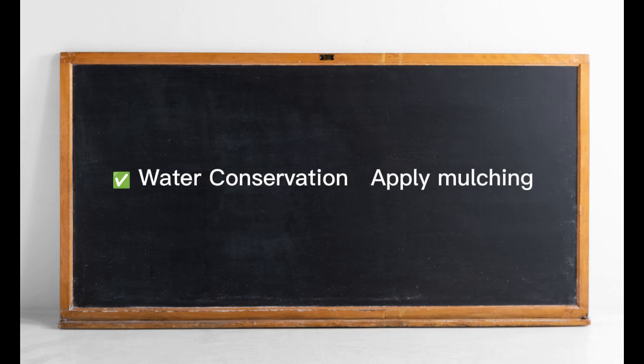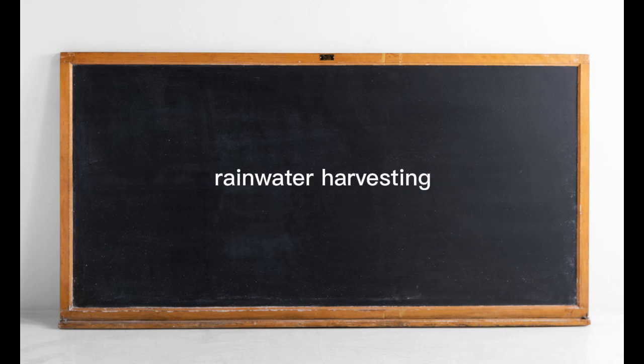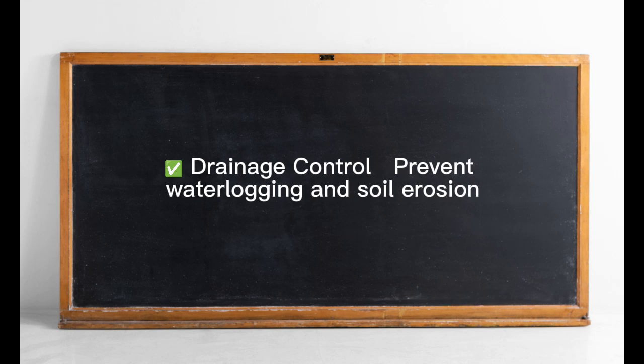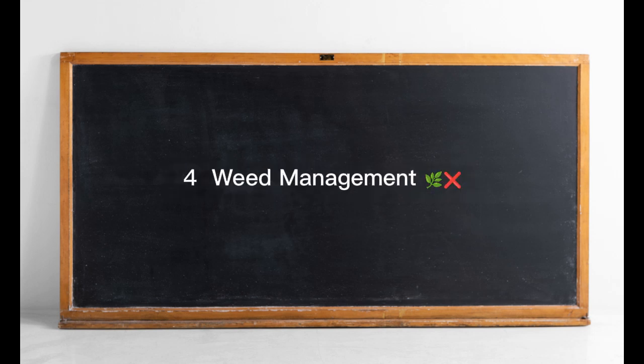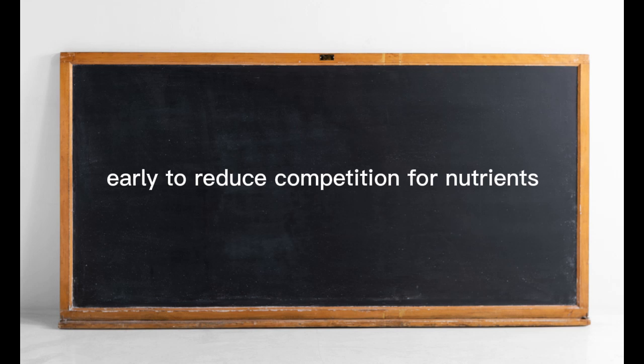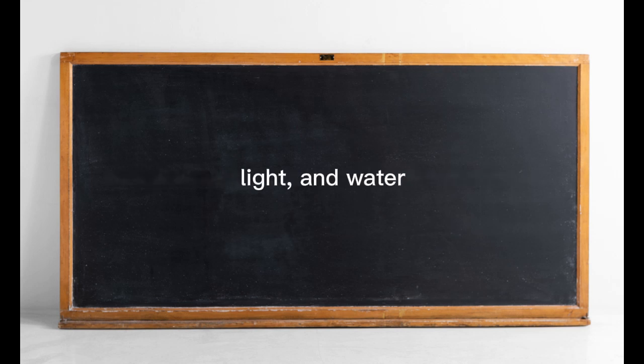Water conservation: apply mulching, rainwater harvesting, and efficient irrigation techniques. Drainage control: prevent waterlogging and soil erosion. 4. Weed management, timely weeding: remove weeds early to reduce competition for nutrients, light, and water.